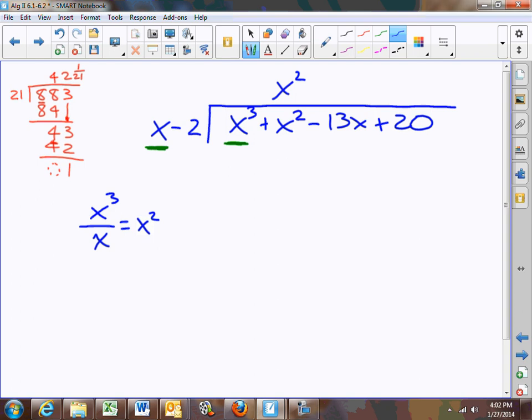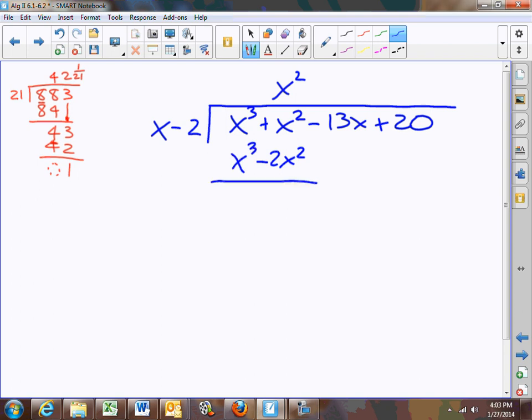Now, I'm going to erase this, and this, and this. Now, we want to multiply this x squared by the x minus 2. X squared times negative 2 is negative 2x squared, and x squared times x is x cubed. Now, in our framework, we want to subtract.